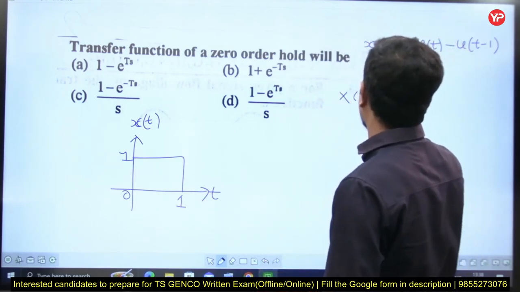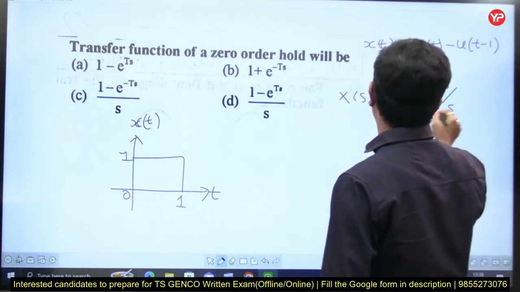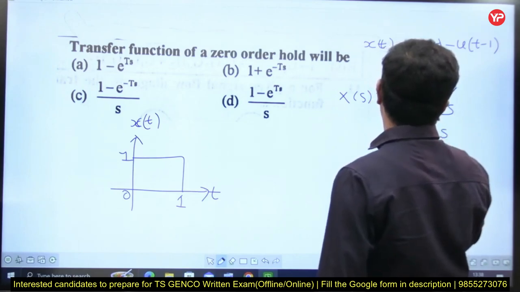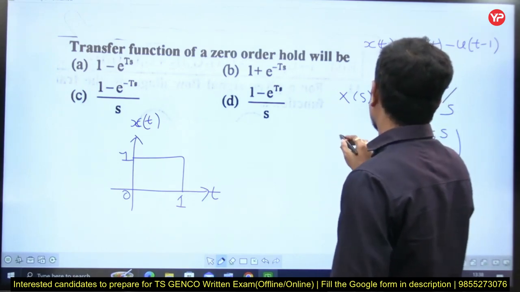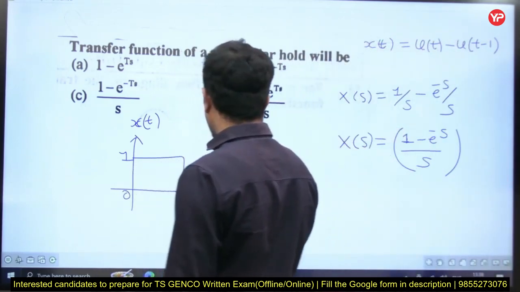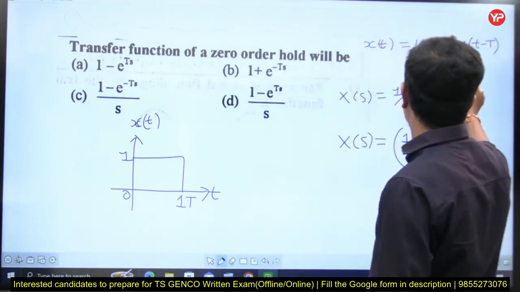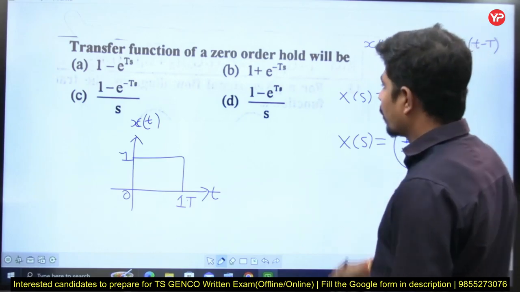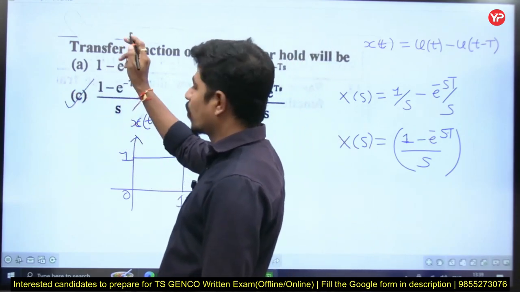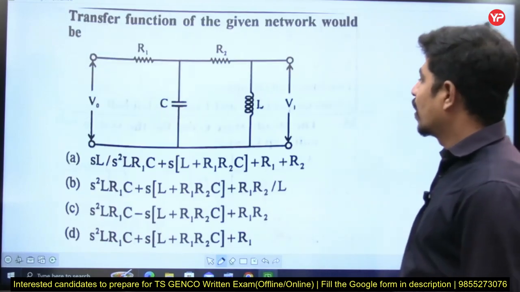Now, what is its transform? X of s: u of t is 1 by s, and the delayed one is e power minus s by s. Therefore X of s is equal to 1 minus e power minus s by s. If I take the pulse width as T, then the answer will be u of t minus u of t minus T, which gives e power minus sT. Look at the options: 1 minus e power minus sT by s. Choice is C. Let's go to the next question.